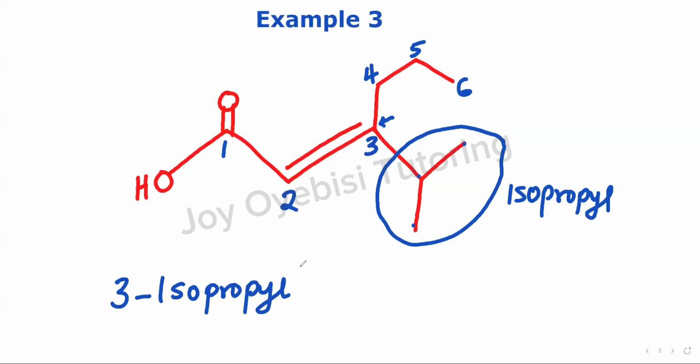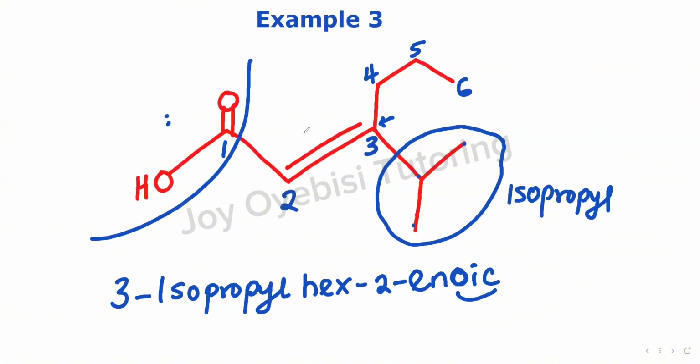And then the longest chain is 6, so hex. You see what I mean? So hex, ignore the carboxylic acid for now, okay? Try naming the alkene. So hex, then the alkene starts from 2. So that will be hex-2-ene. This is how we usually name our alkene, but then get rid of this E. So that's hex-2-en without the E and replace it with oic. So that's 3-isopropylhex-2-enoic. You see it?